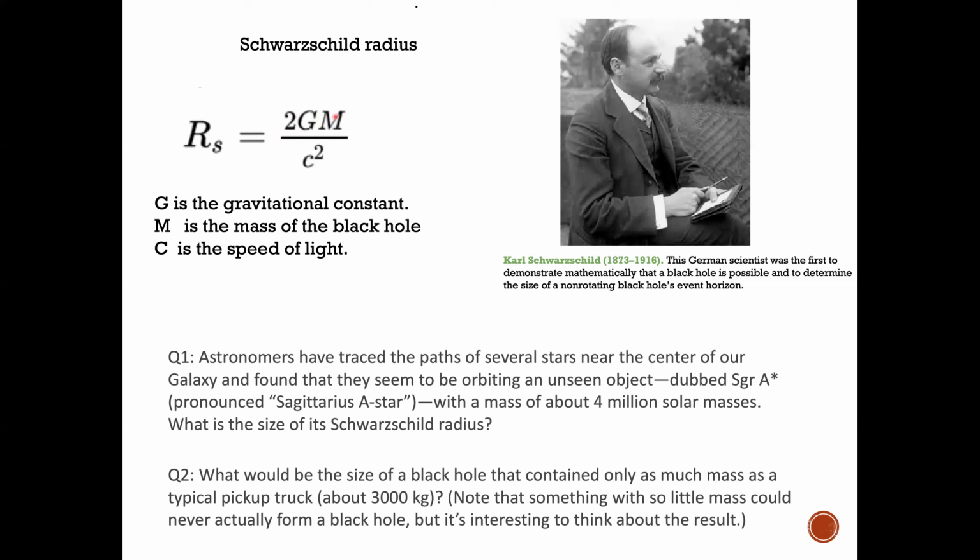And if you take M is the mass of the black hole, which means the higher the mass of the black hole, this Schwarzschild radius will increase. So which means higher the mass of the black hole, the larger the event horizon is. Right? So that's how it works. Now I have given you 2 examples here. And here is Karl Schwarzschild. He is one of the German scientists who first demonstrated mathematically that the black hole is possible, to determine the size. He said that we should be able to determine the size of the non-rotating black hole's event horizon.